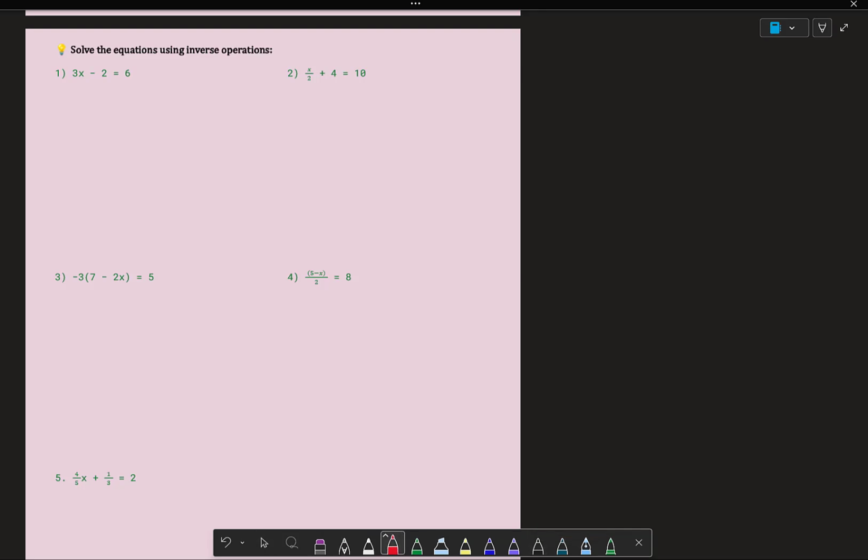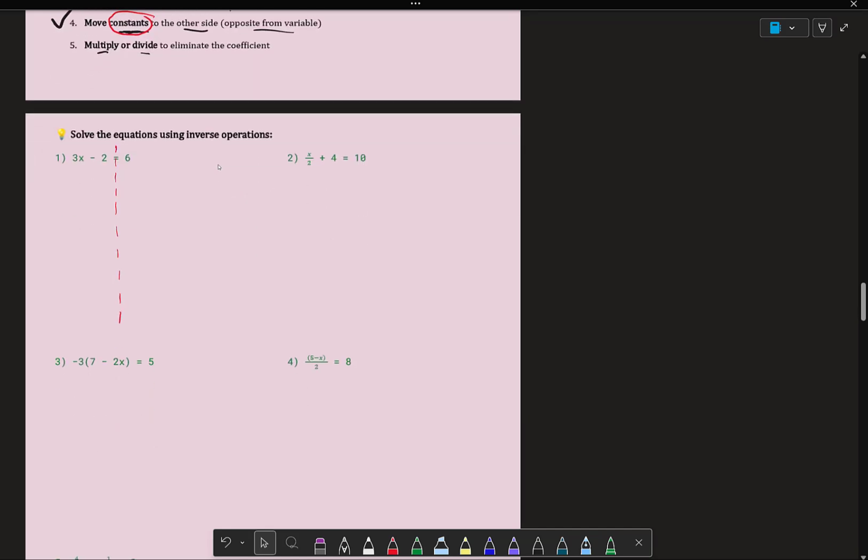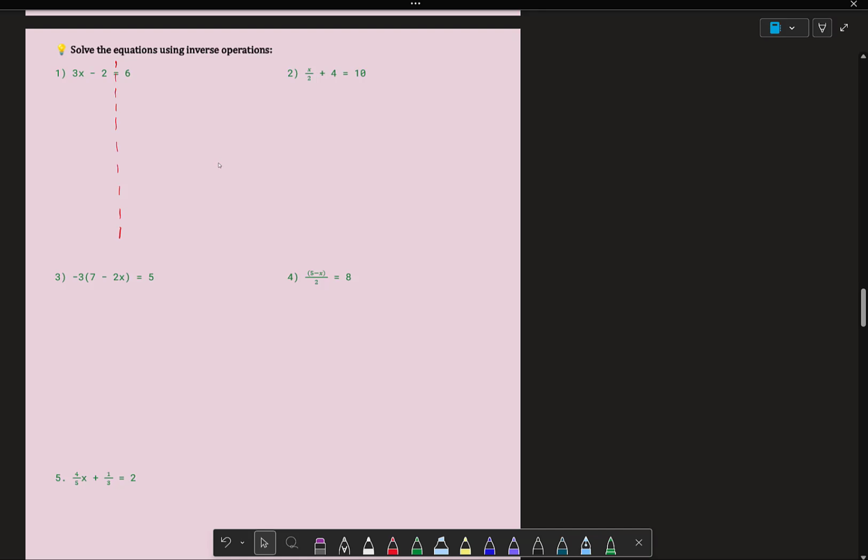Other examples, solving equations using inverse operations. So again, we want to follow the steps outlined above here. And every once in a while, there's going to be variations to these steps, but generally these 5 steps will serve you well for the majority of the problems we see.